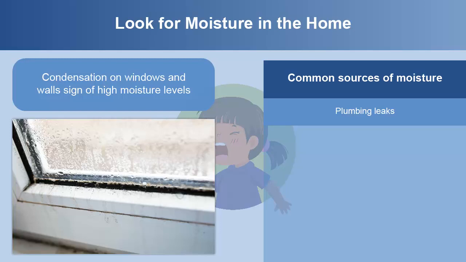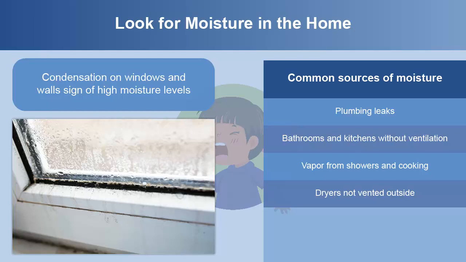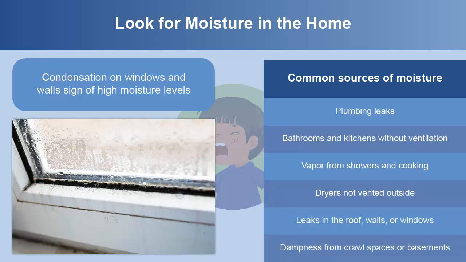Here are some other common places to find mold. Bathrooms and kitchens without adequate ventilation. Vapor from showering and cooking. Dryers not vented to the outside. Leaks in the roof, walls, or windows. Dampness from crawl spaces or basements.